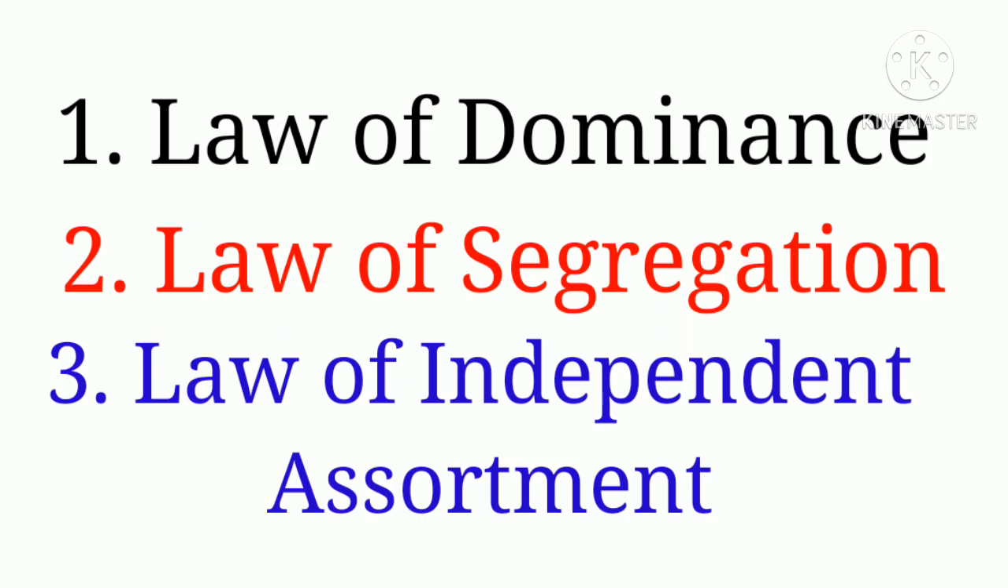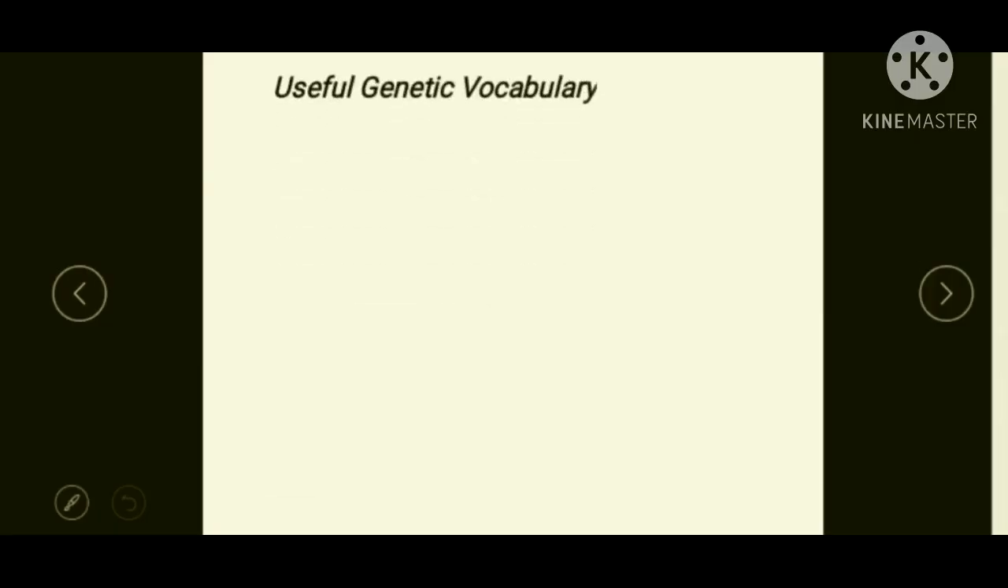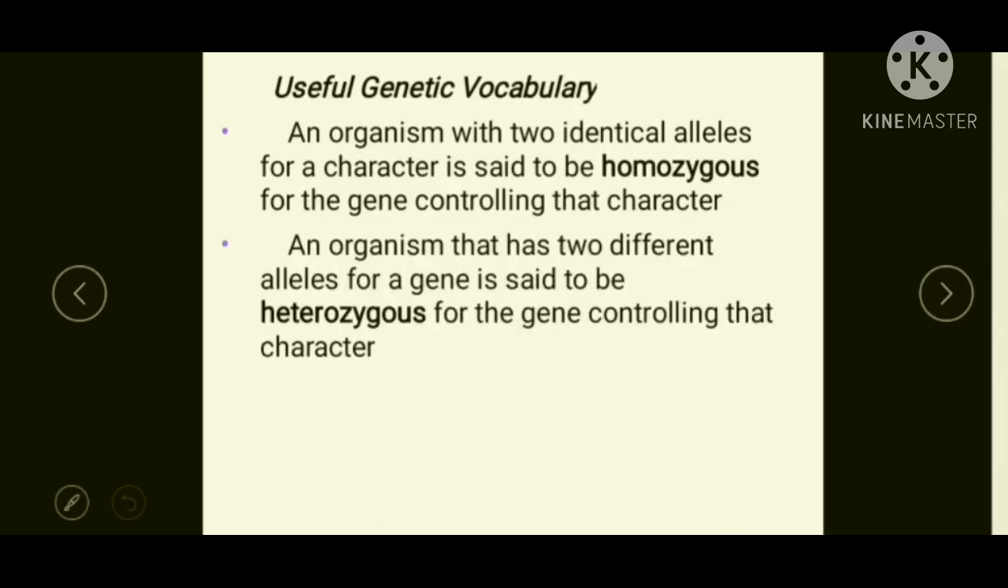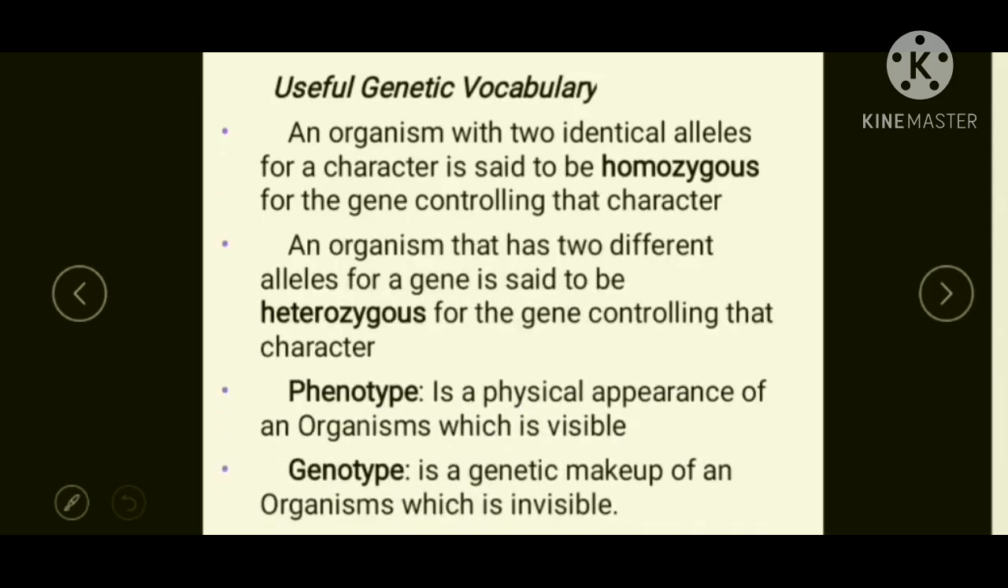Let us start from the useful genetic vocabulary. Here there is very important genetic vocabulary. The first genetic vocabulary is homozygous and heterozygous. Homozygous means when an organism with two identical alleles for a character is said to be homozygous for a gene controlling that character.